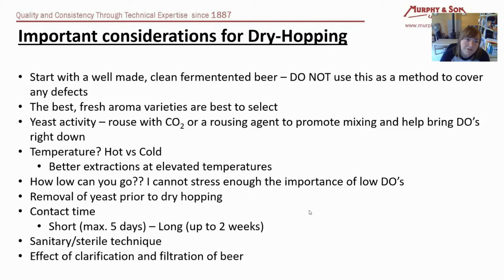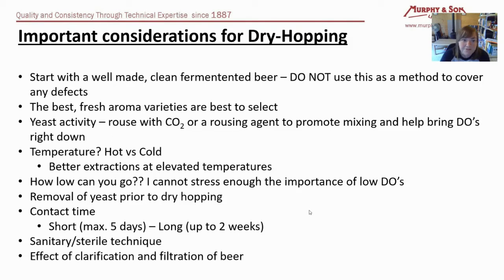It's important to start with a well-made, clean fermented beer. Do not be tempted to use this as a method to cover any defects. Maybe a beer didn't turn out quite as you'd expected, or there's a strange off flavour and you want to try and cover it up. All I would say is that the likelihood is that dry hopping will just make these things worse or turn out in a way that you don't expect.